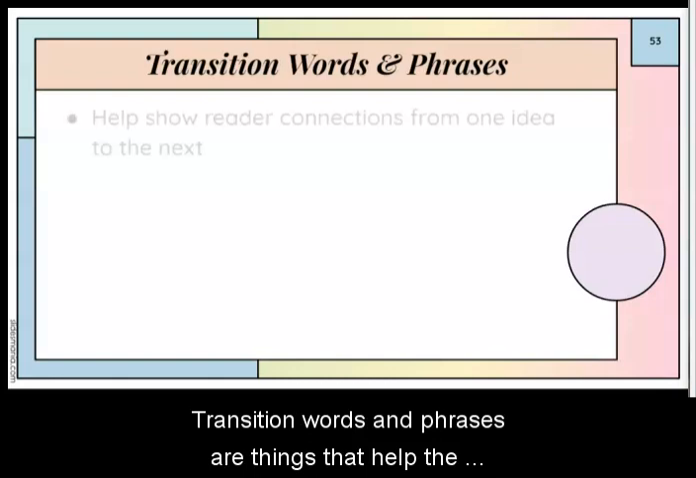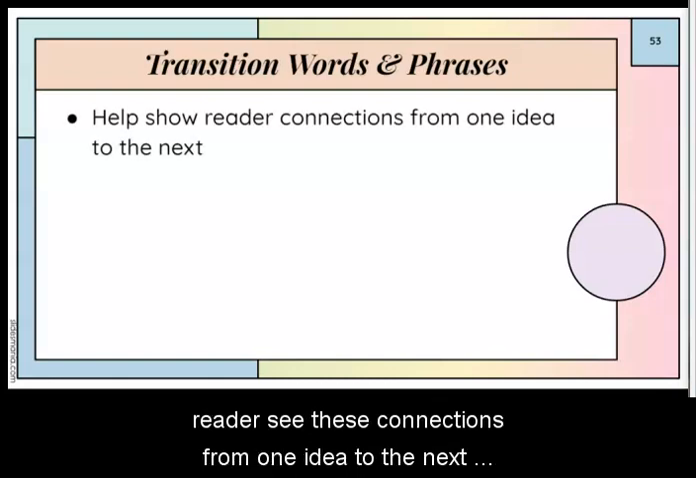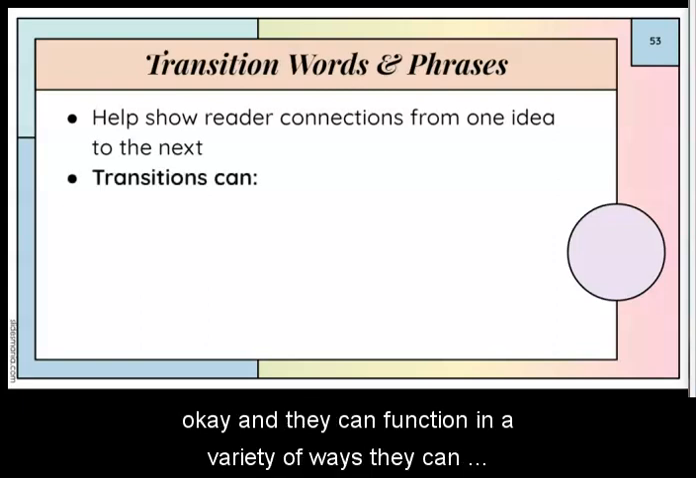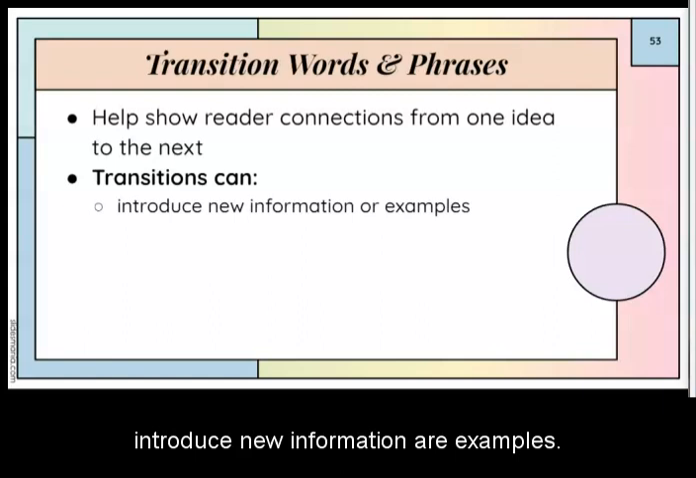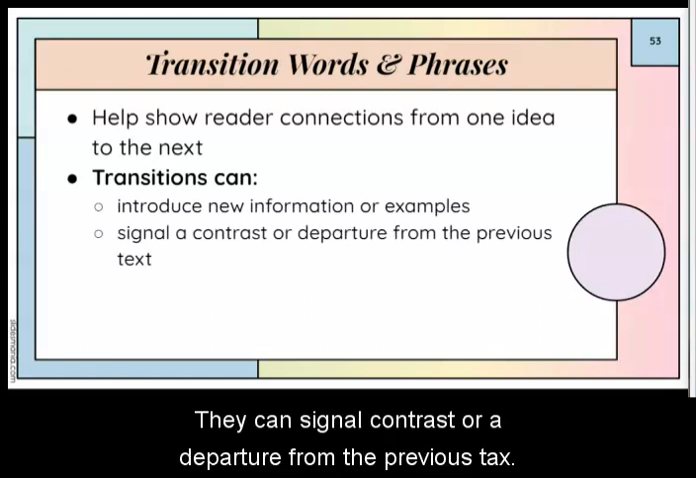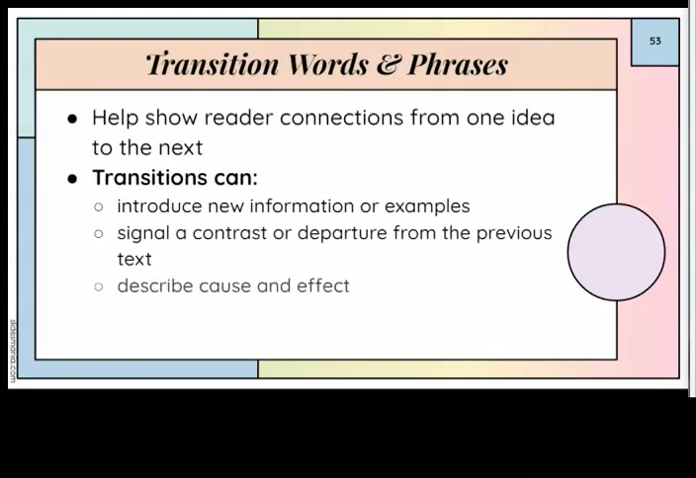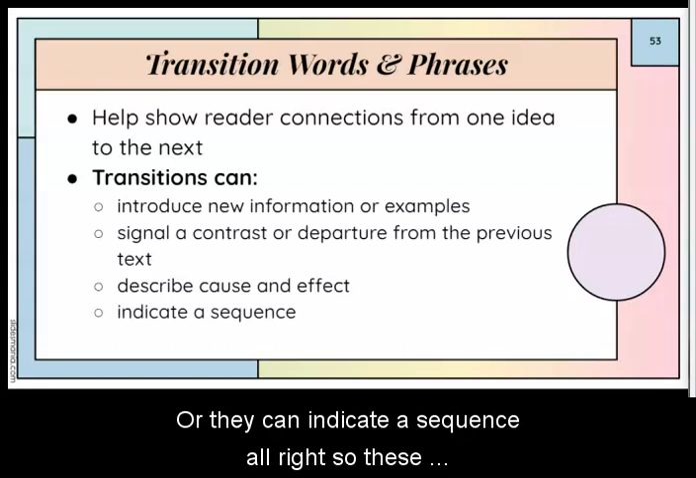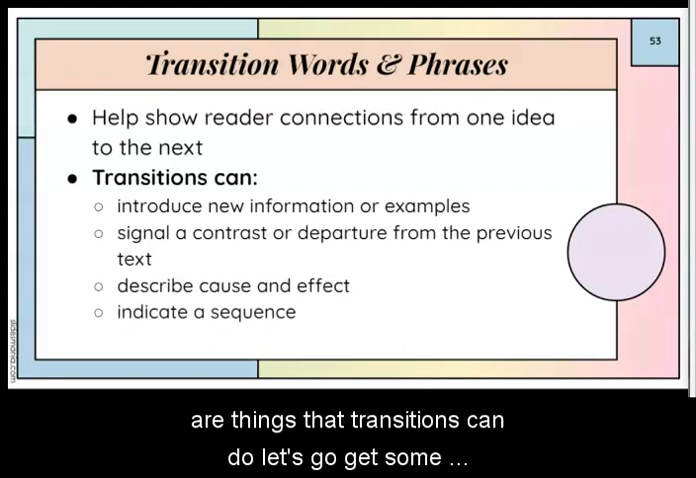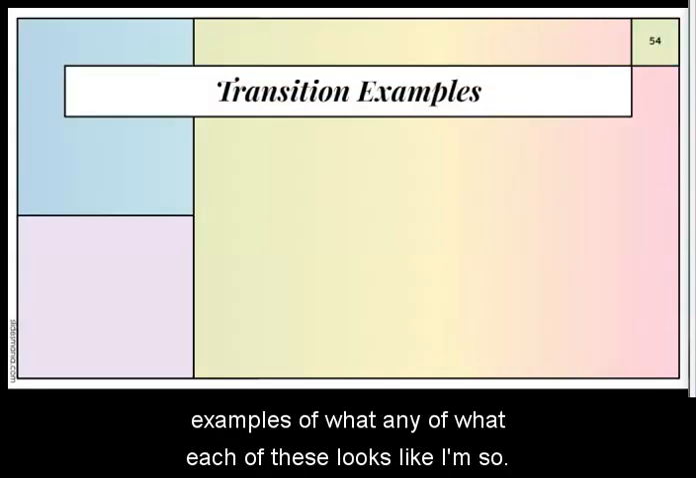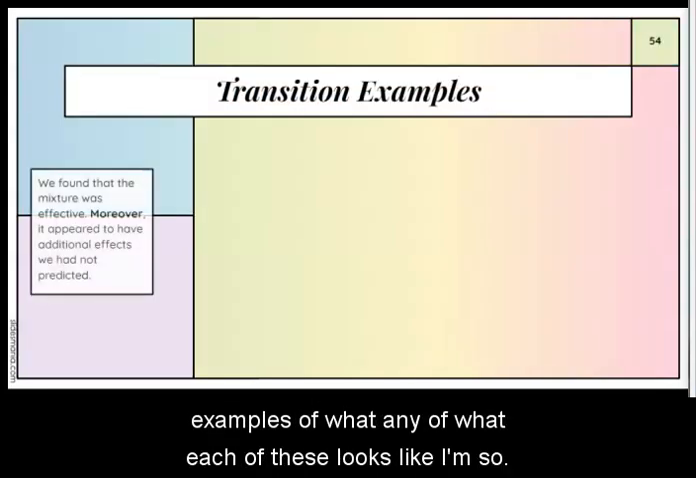Transition words and phrases are things that help the reader see these connections from one idea to the next, okay? And they can function in a variety of ways. They can introduce new information or examples. They can signal a contrast or a departure from the previous text. They can describe cause and effect, or they can indicate a sequence, all right? So these are things that transitions can do. Let's look at some examples of what each of these looks like, okay?